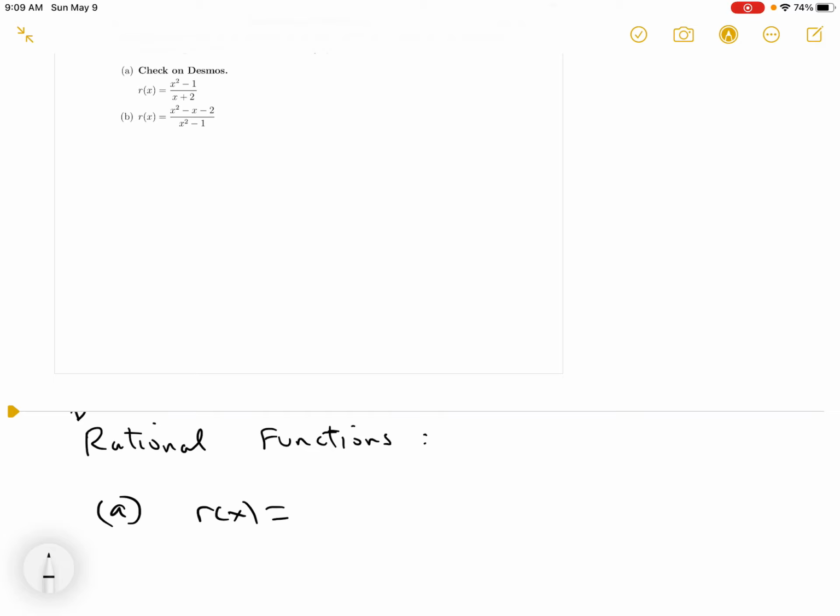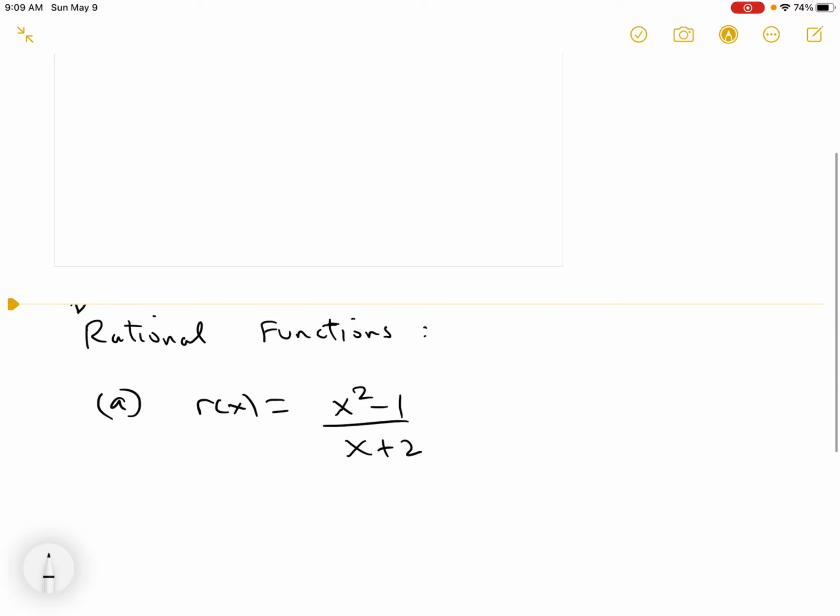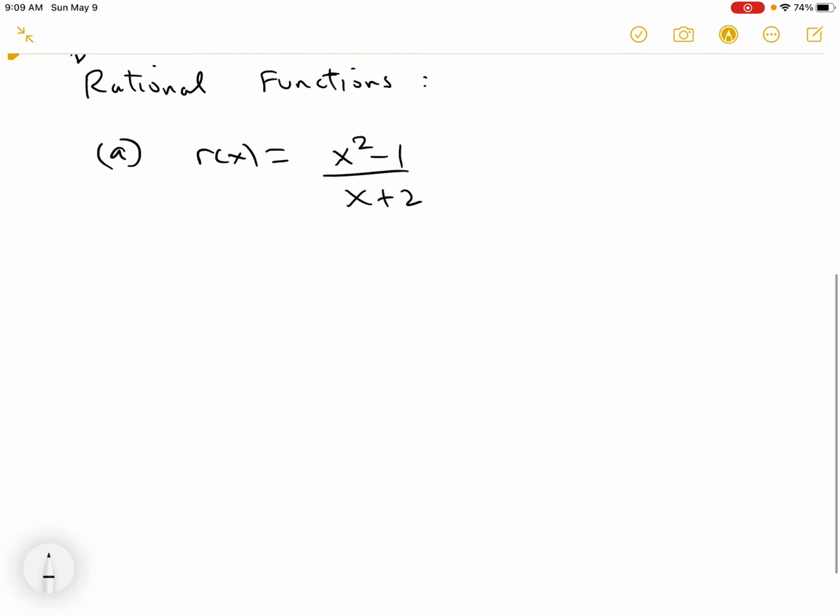All right, so A. R of x is x squared minus 1 over x plus 2. All right, so what do we need to find? We need to find the vertical asymptote, and that's where the denominator equals 0. So it's this.